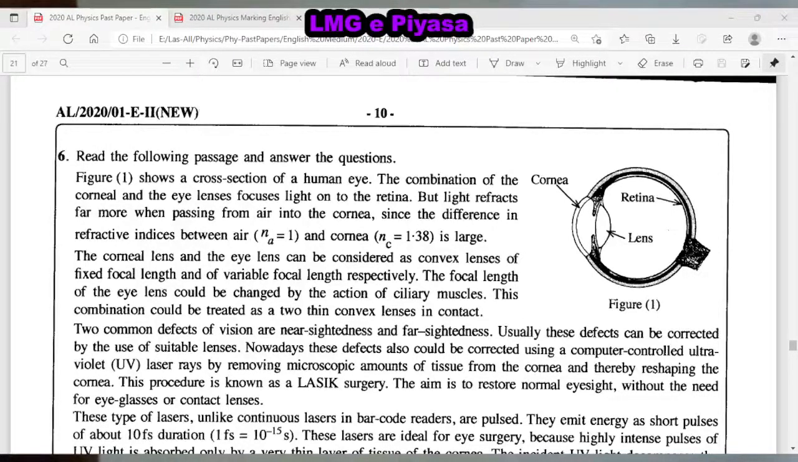මේක 20 essay question 6. Read the following passage and answer the questions.